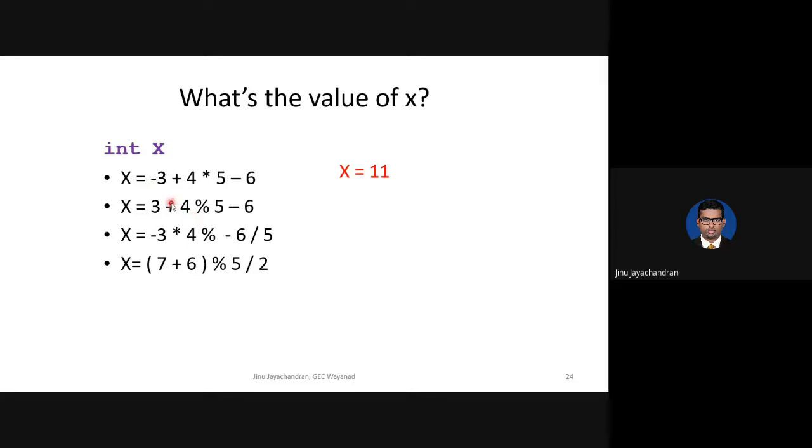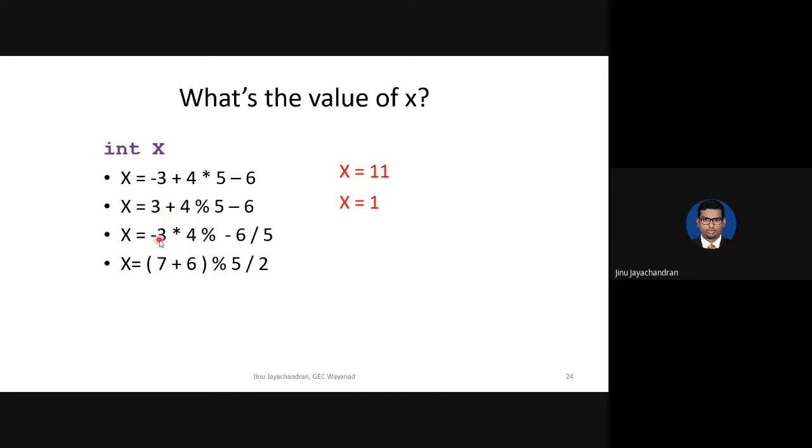Similarly, for the next case, when you do 4 % 5, which is the remainder when 4 is divided by 5, that is 4. 4 minus 6 is minus 2, plus 3 is 1.